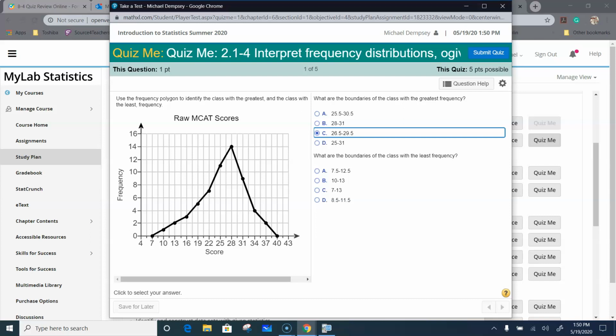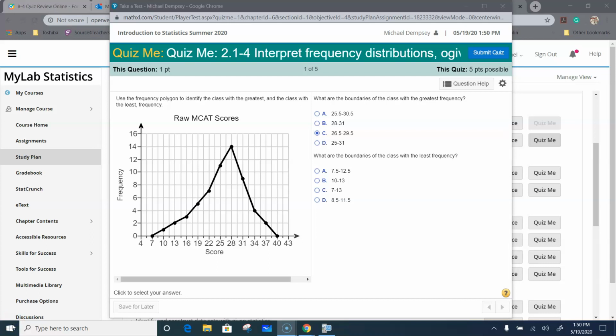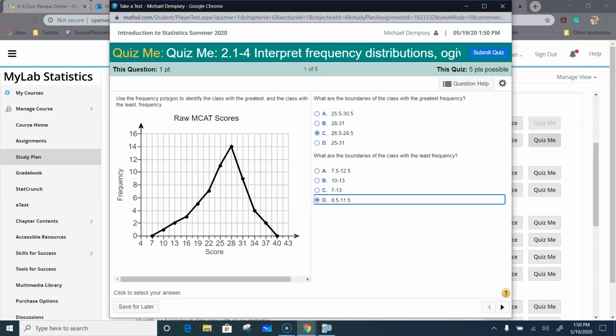Okay. Now the boundaries for the class with the lowest frequency. So that's the one where 10 is the midpoint, and again our class width is 3, so we need 10 to be the midpoint and live right at the center of that.